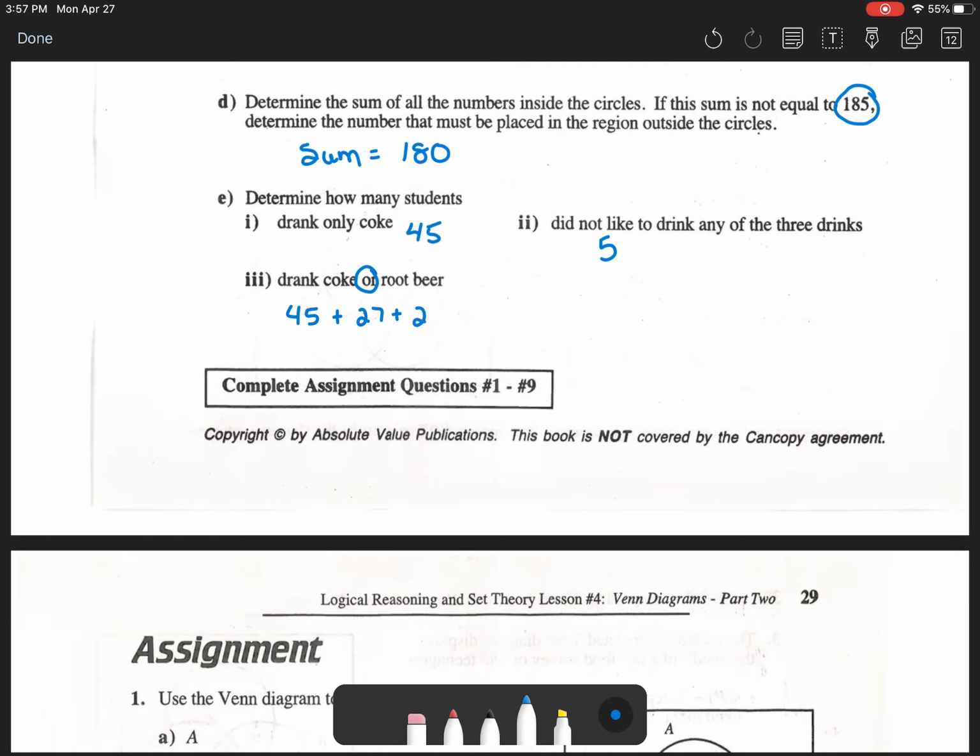So when I go up here, I take a look at Coke and root beer and I add up all the numbers inside those 2 circles. So when I do that, here's what the calculation looks like. It would be 45 plus 27 plus 25 plus 18 plus 32 and then finally plus 8. And the sum of all those numbers together is 155. Okay, and that's it.